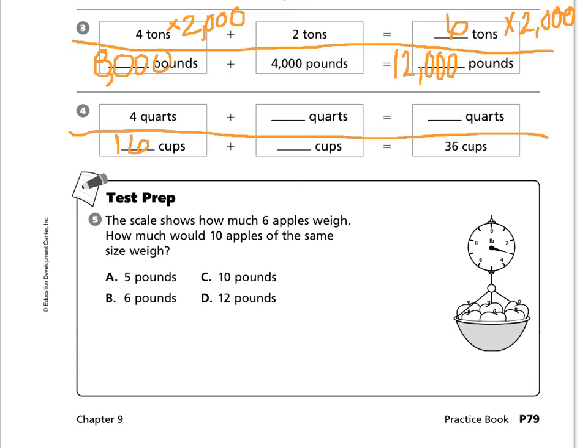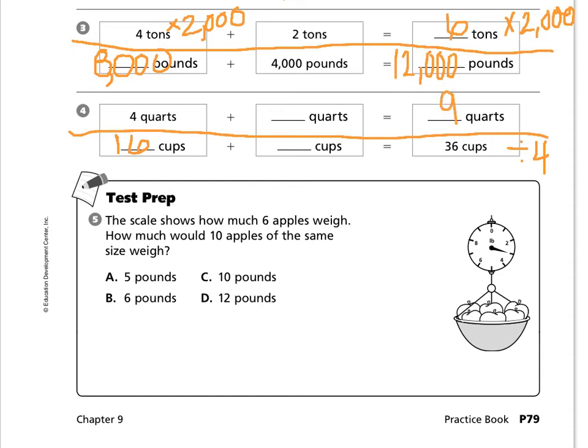I need to figure out how many quarts that would be. I know that the number is going to get smaller, so I'm going to choose to divide. I also know that 4 cups goes into a quart, so I'm going to divide by 4 in order to figure out how many quarts there are. 36 divided by 4 is going to be 9, which would be 9 quarts.